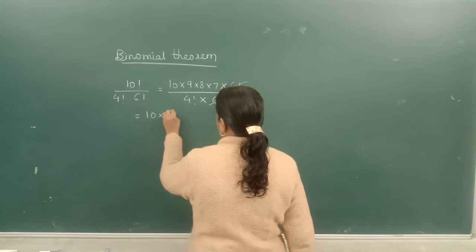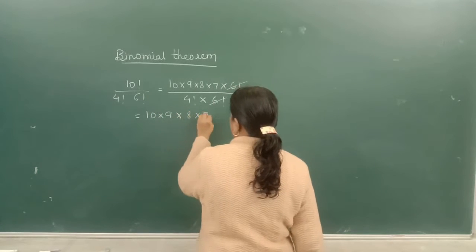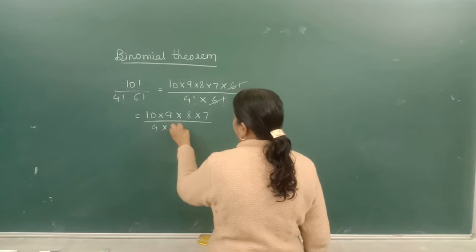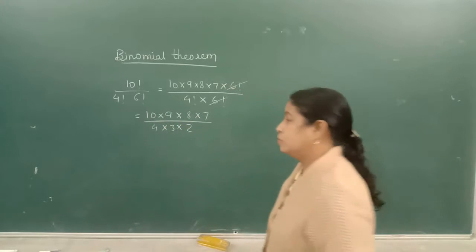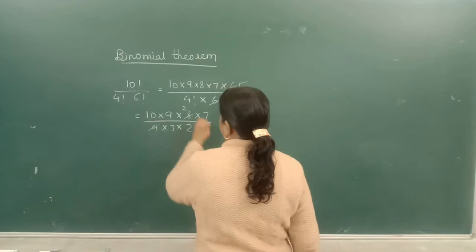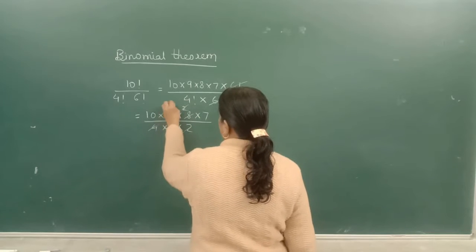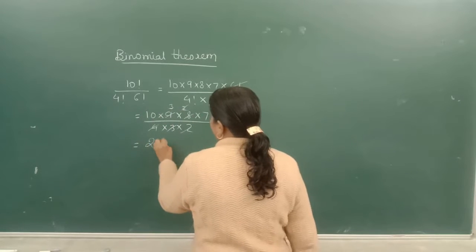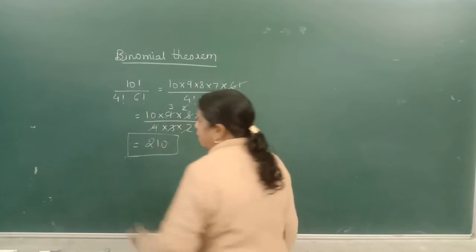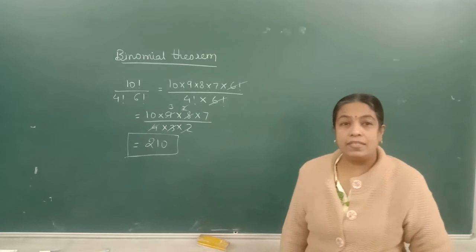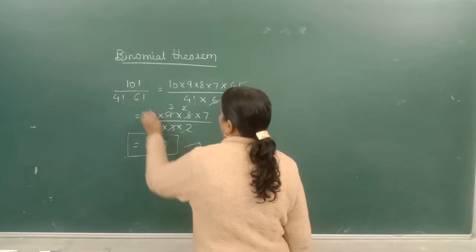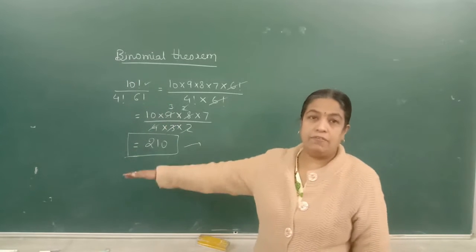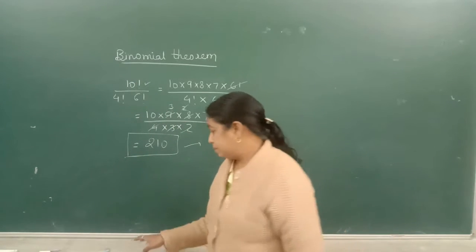10 into 9 into 8 into 7 in the numerator. 4 factorial can be written as 4 into 3 into 2 into 1. 4 2s are 8, the 2s get cancelled. 3 3s are 9, 10 3s are 30. 30 into 7 is 210. That means there are 210 ways in which we can select 4 items out of a total of 10 items. This was the basic thing which we are going to keep in mind.